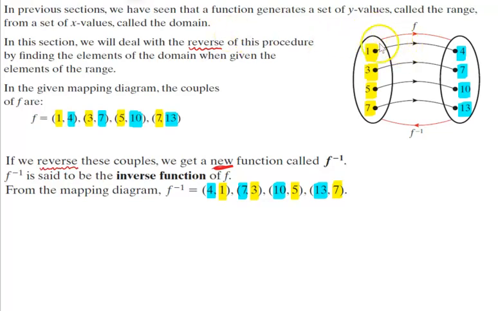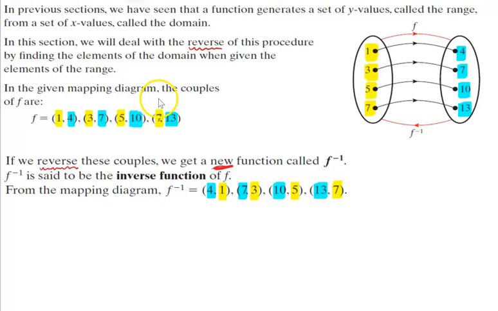So X values are the domain, Y values are the range. So in this function here, the X values, the inputs, are the domain on the left-hand side, and the Y values, the outputs, are the range on the right-hand side. So D comes before R in the alphabet. In this section, we will deal with the reverse of this procedure by finding the elements of the domain when given the elements of the range.